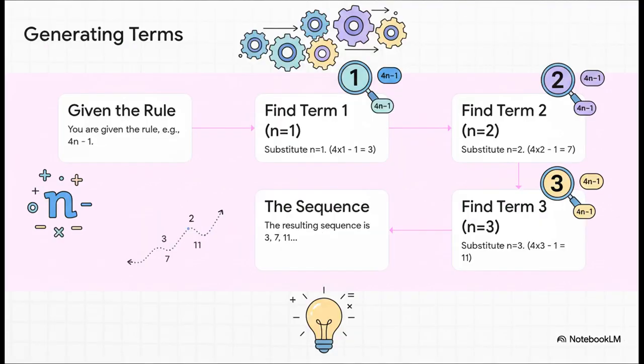So how do we actually use this formula? Well, let's say you're given the rule 4n-1. To find the very first term, you just plug in n equals 1. So 4 times 1 minus 1, that's 3. Want the second term? No problem, n equals 2. 4 times 2 is 8, minus 1 is 7. You just keep plugging in the position number to generate the sequence. It's as simple as that.